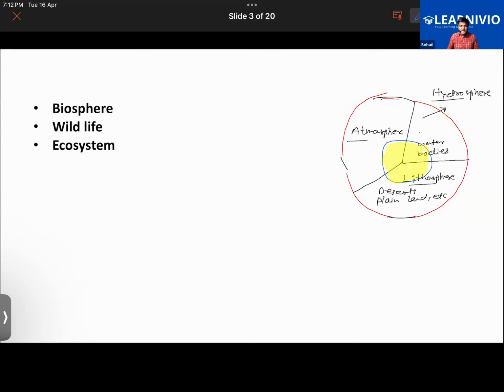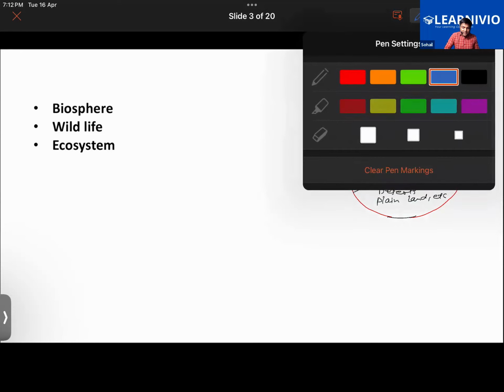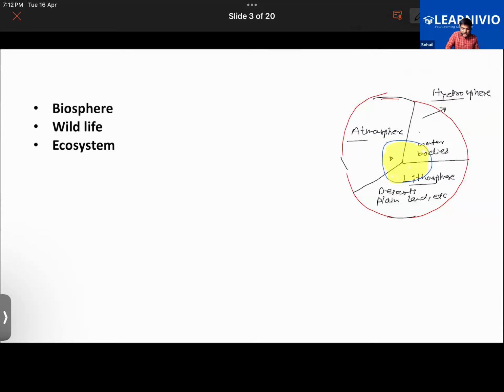Now let me complete this, then you will get the whole idea of what I'm talking about. So now you have another sphere called the biosphere, the one that I've highlighted in yellow. If you see, this biosphere is taking some portion of the atmosphere also, isn't it, Khadija? Some portion of the hydrosphere and some portion of the lithosphere also.